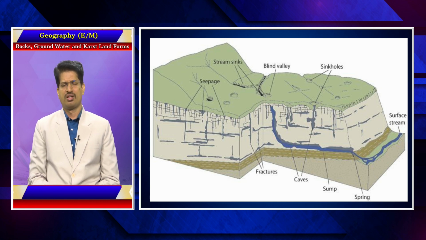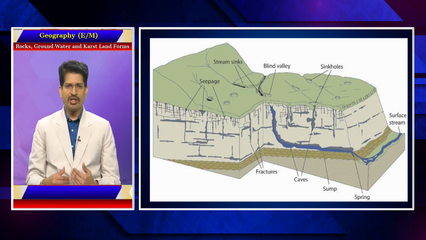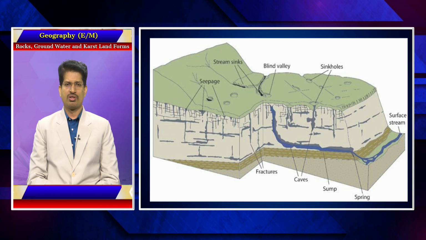These are all different features which are being formed in the case of karst topography or underground drainage mechanism in limestone and dolomite regions. So, here for example, in the case of a blind valley, a valley is being formed because of the weathering and erosion of rocky terrain by flowing water.